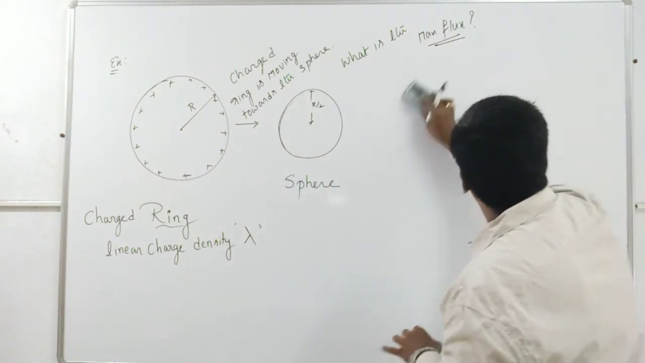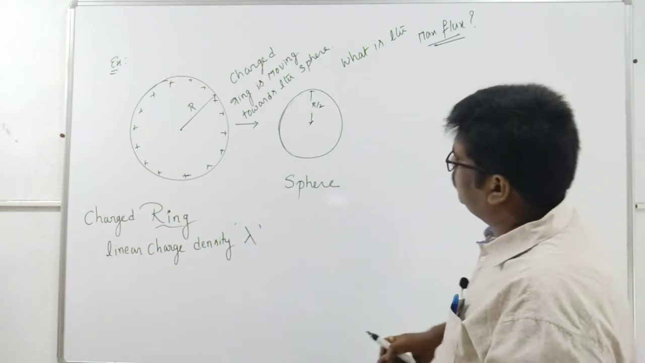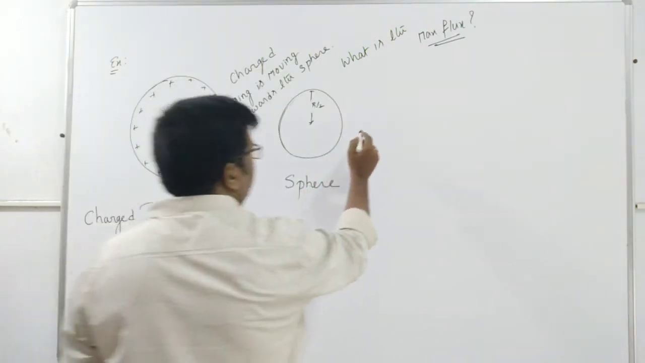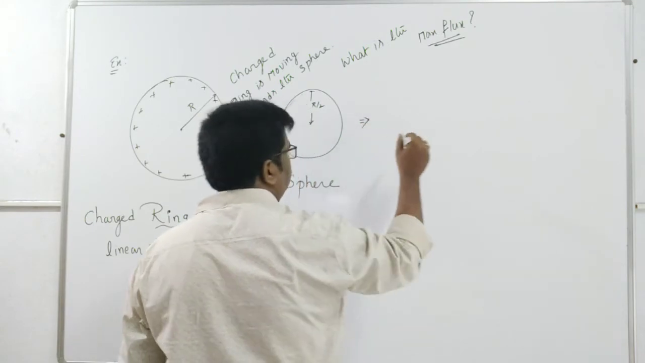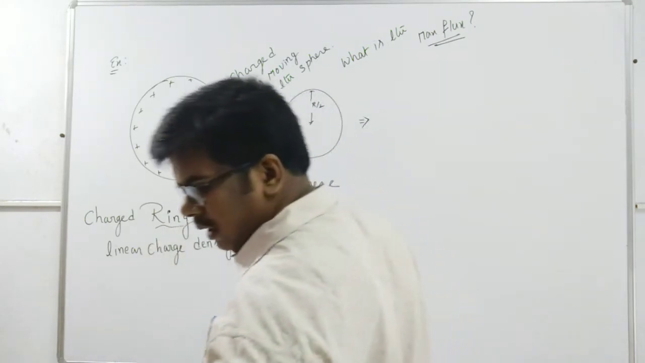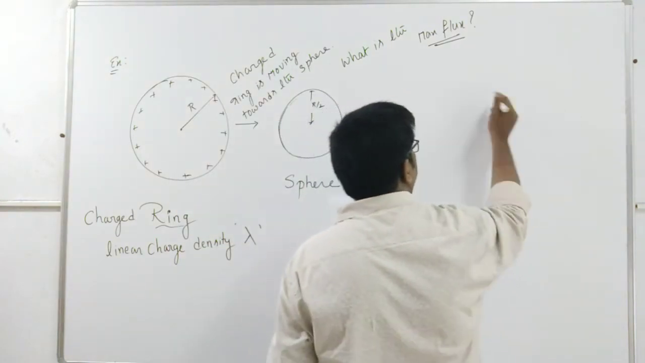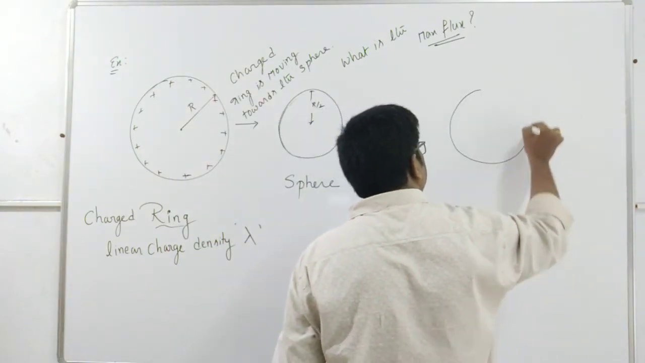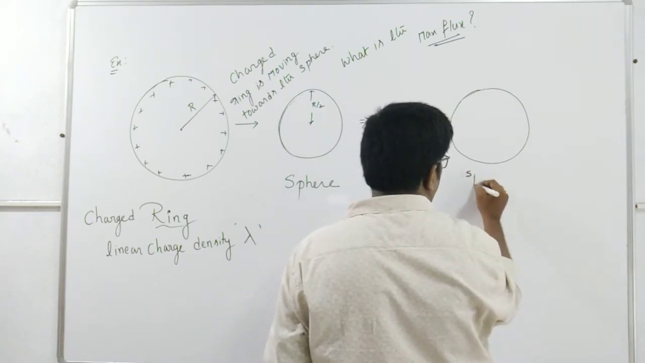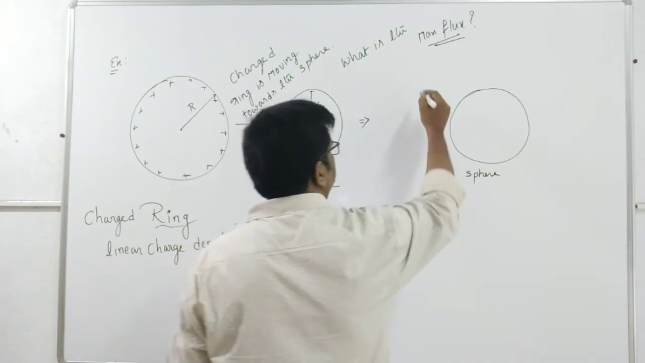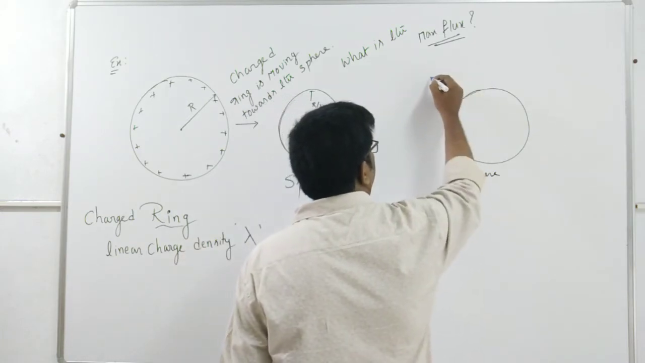So let us see. Here, when it is passing, I am showing it diagrammatically. Let us see the point here. This is the sphere we have, and inside it, the ring is present.